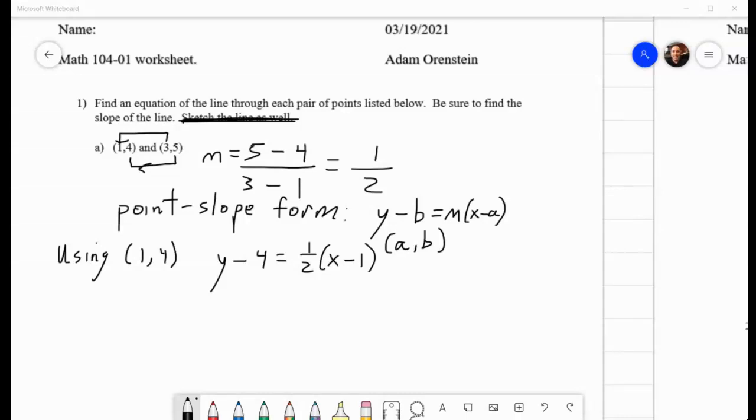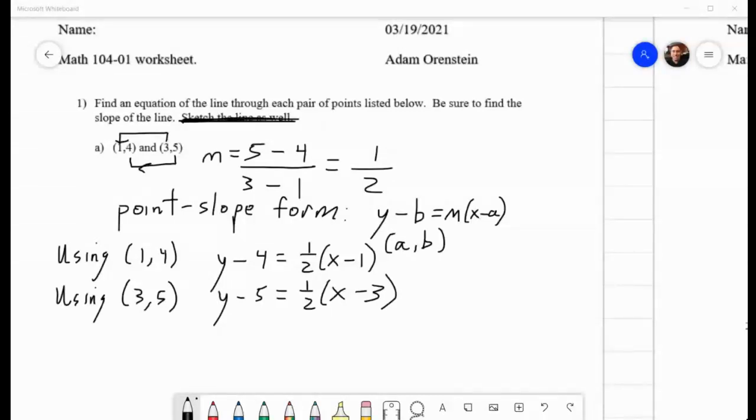I mean, on a quiz or test or anything, you only need one. You only need one equation. But if we use the other point, so instead we use the point (3, 5), let's say, for whatever reason we chose that point, then our equation would be y minus 5 equals 1/2 times x minus 3. So that, okay, is another equation of the same line. Both of them are right. Excuse me, either one is right. Okay?